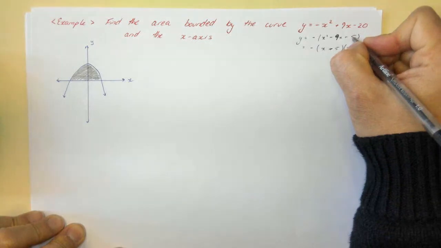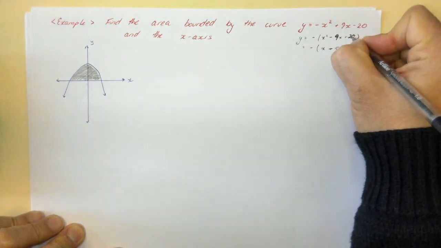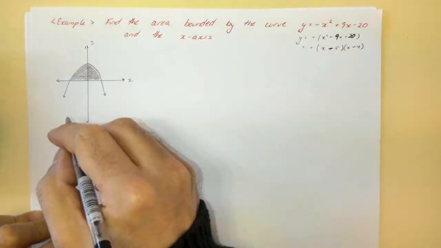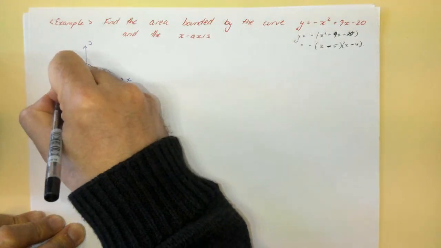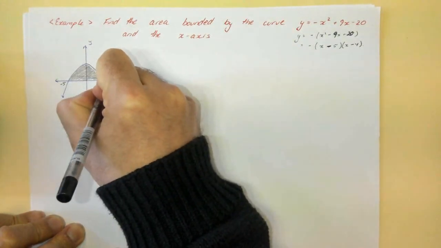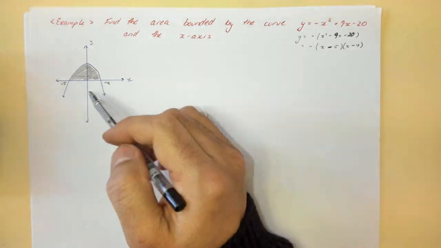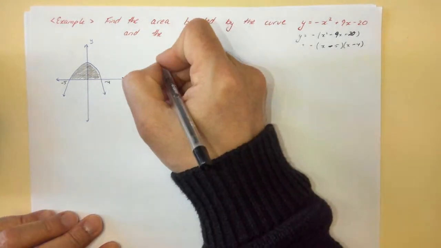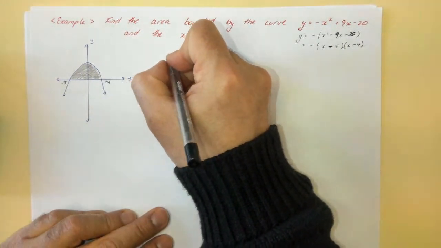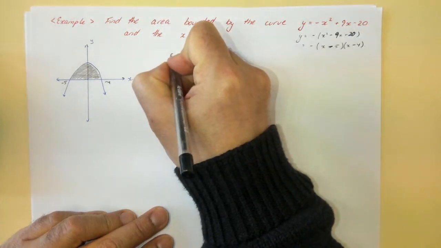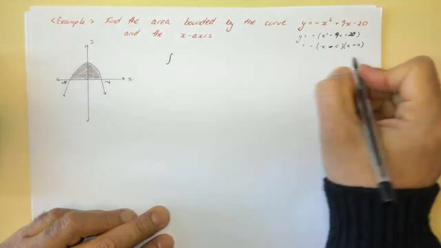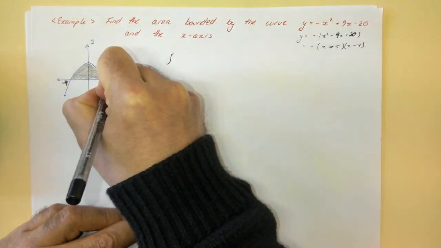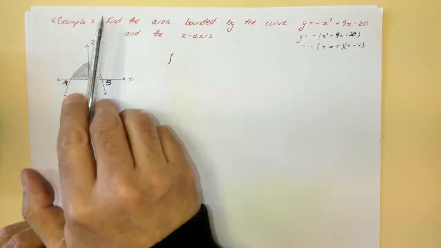So x minus 5, x minus 4. So really this y-axis should be over here, and this would be negative 5, negative 4. Okay, so we know that's a parabola concave down. Sorry, that should be positive 4, positive 5. So the y-axis is over here.